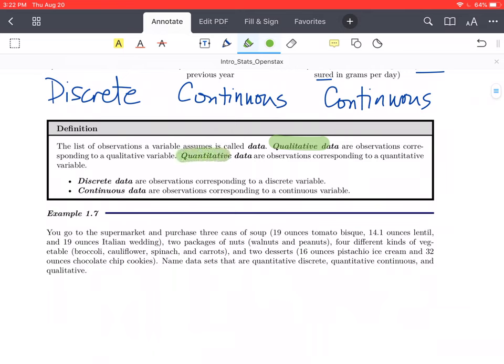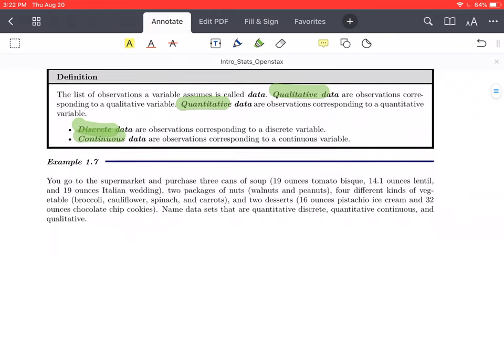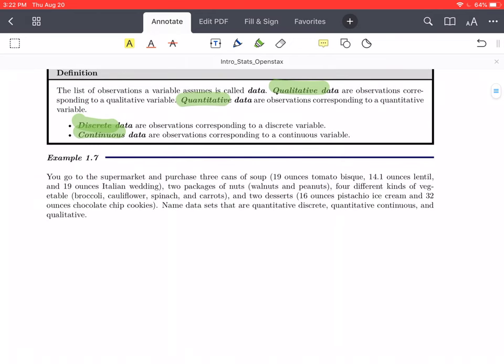So we have qualitative and quantitative, and quantitative can be broken down into discrete and continuous. Okay, so let's look at this example here. So you go to the supermarket and you purchase 3 cans of soup, and it's got 19 ounces of tomato bisque, 14.1 ounces lentil, 19 ounces of Italian wedding, 2 packages of nuts, 4 different kinds of vegetable, 2 desserts. Name data sets that are quantitative discrete, quantitative continuous, and qualitative.